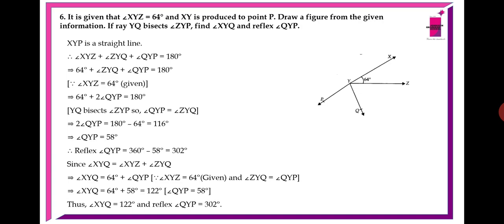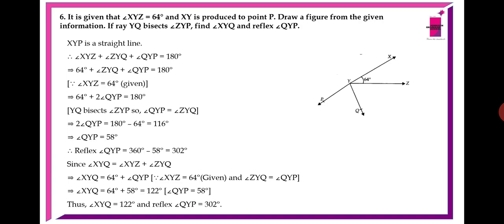You know reflex of any angle x is 360 minus x. So reflex of QYP is 360 minus the value of QYP. Angle QYP is 58. So reflex angle QYP equal to 360 degrees minus 58, that equal to 302. So we got the answer, reflex of angle QYP.